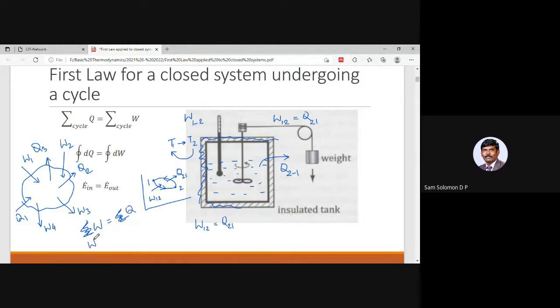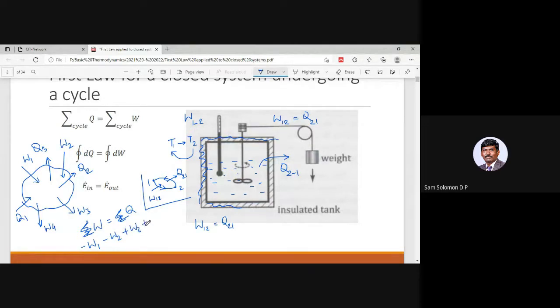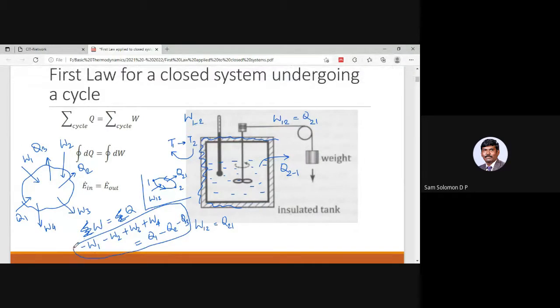And you can write, if W1 is work input, so that will be negative. W2 is work input, that would be negative. W3 and W4, they are positive because they are work output, and this is equal to heat input Q1 minus Q2 minus Q3. The important thing here is whenever I write summation of Q equal to summation of W, that is applicable only to a cycle.